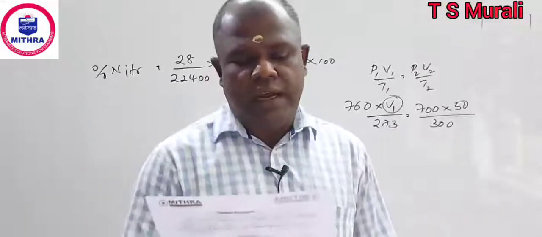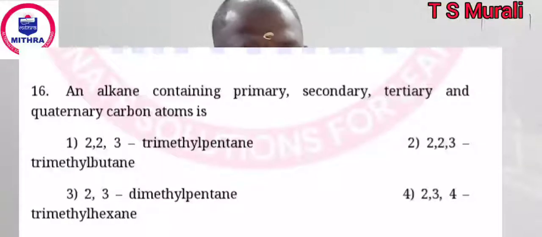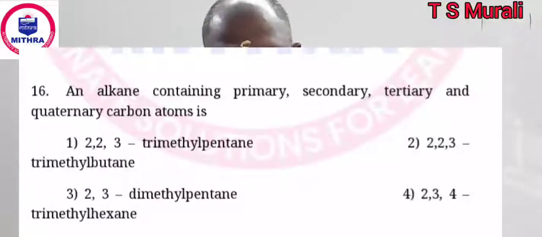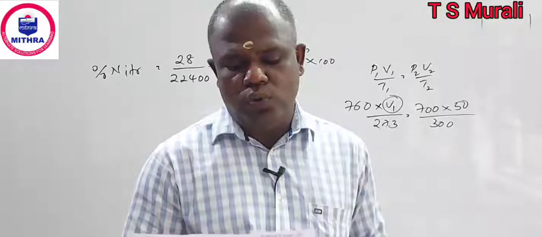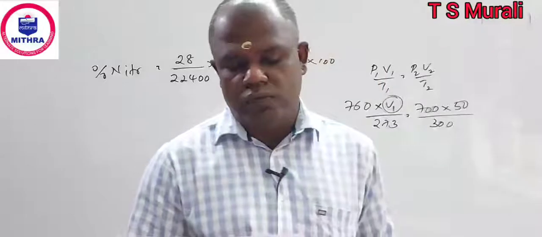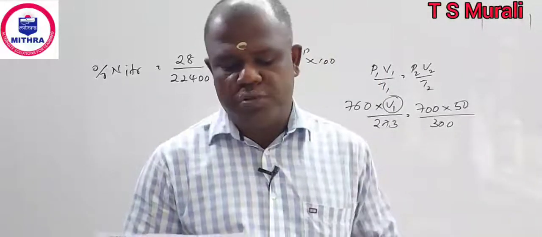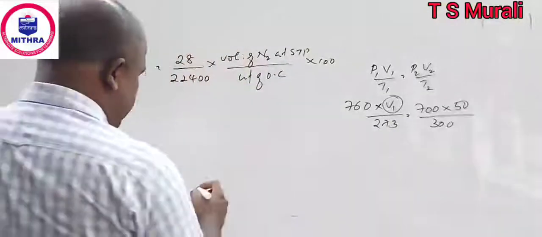Next question. An alkane containing primary, secondary, tertiary and quaternary carbon. That by a trial and error method only you can find. An alkane containing all the 4 types of carbon. I am selecting option 2, 2,2,3 trimethyl butane. First option is 2,2,3 trimethyl pentane. Let us write 2,2,3 trimethyl pentane. Pentane contains how many carbon?